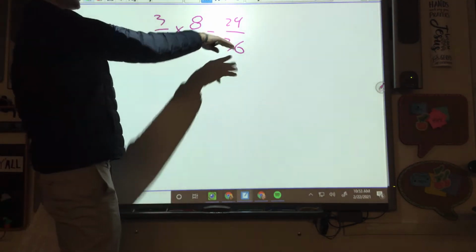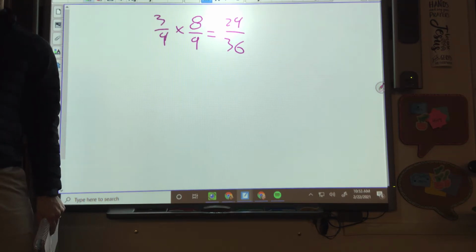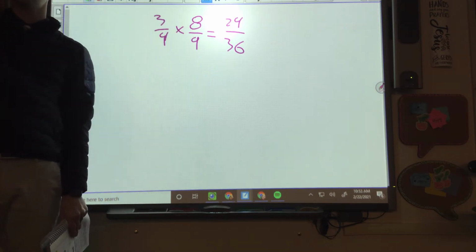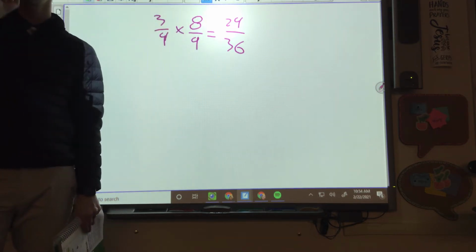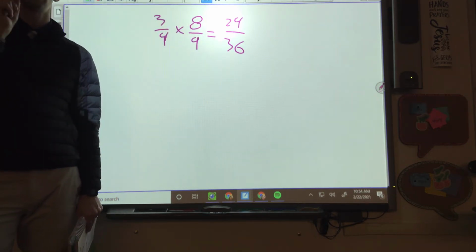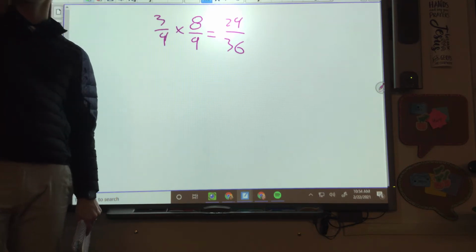What can we divide by? If we don't know, just wait. Don't start with the biggest number. First of all, who thinks they know what the biggest number you can divide both of these by is? Do you think you know what the biggest number you can divide both of them by is? I know you know.